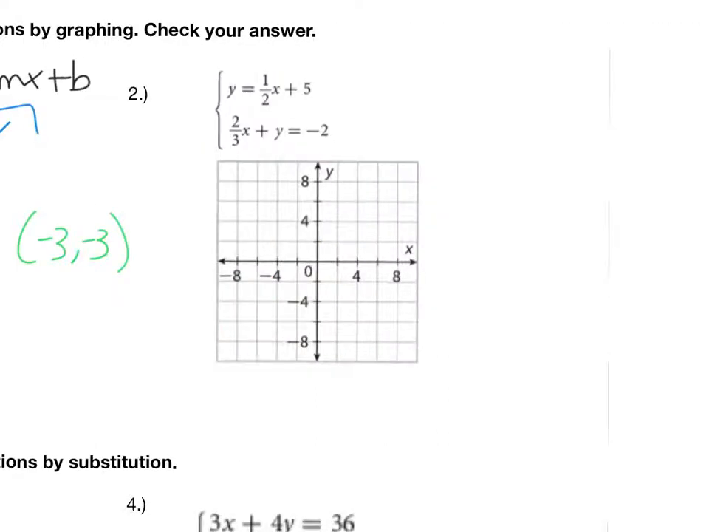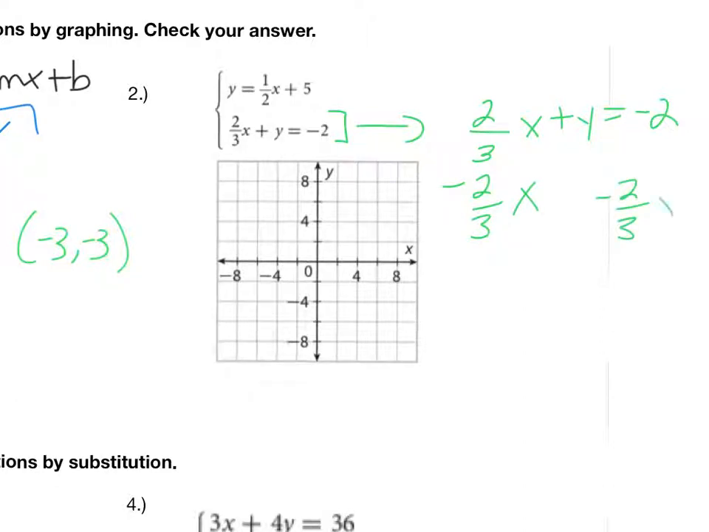So now we have one that's not in slope-intercept form. The easiest thing would be for us to change this to slope-intercept form. We would subtract both sides by 2/3 x. I'll go ahead and write all this out, just in case you're still struggling with changing equations to slope-intercept form. We would subtract 2/3 x on both sides, right? Because we want to get it in the form of y equals mx plus b. And that'll change this to y equals -2/3 x minus 2. And there we have slope-intercept form.